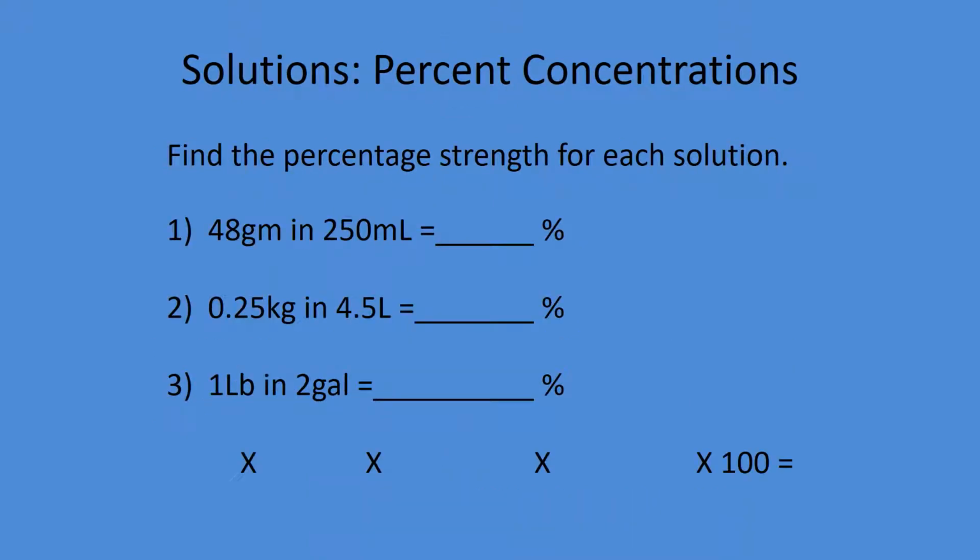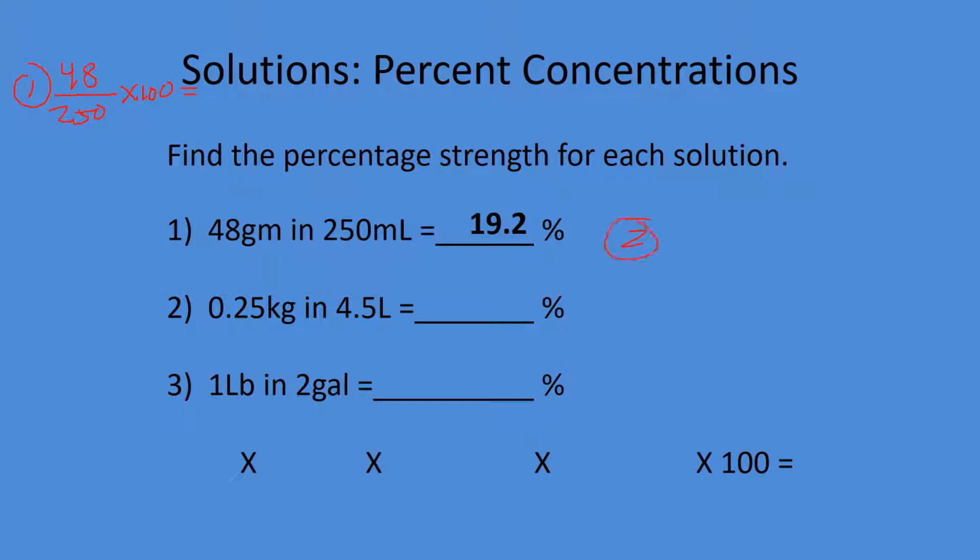All right, let's try these. So what we have to do is make our fractions. So for number 1, 48 grams over 250. Don't forget to multiply by 100. And you should come out to 19.2%.